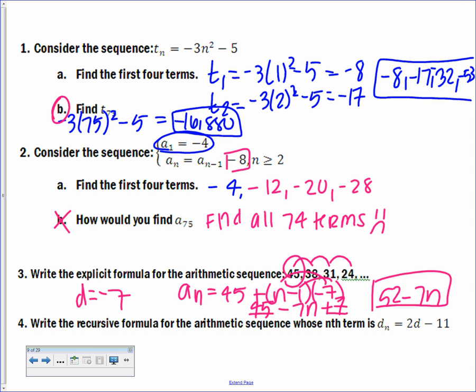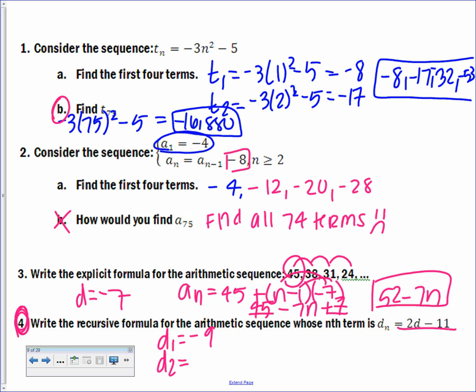Number 4 was one of the most missed exam review questions from your top 10. It says write the recursive formula for the arithmetic sequence given by this. Because it's arithmetic, you can't just read it. It doesn't tell you the first term and so on. So the first thing you have to do here is find the first couple of terms. To find the first term, you plug in 1. So 2 times 1 is 2, minus 11 is -9.